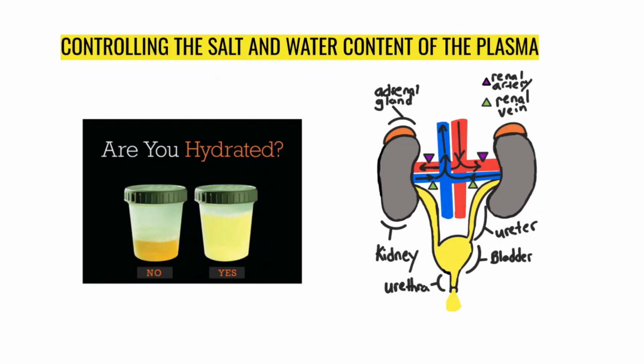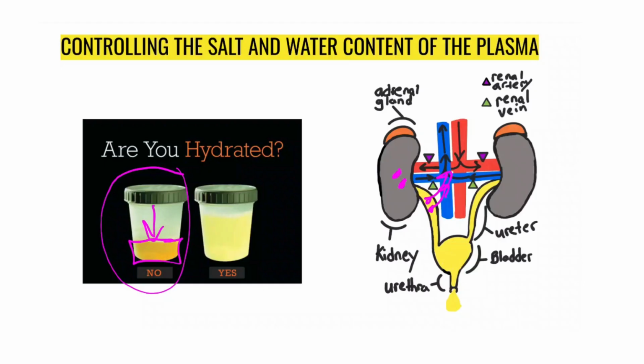On the other hand, if we are poorly hydrated, as we know, we're going to produce urine that looks more like this, which is a smaller volume of more highly concentrated urine. In this case, what's happened is the kidneys have taken the water from what would have been eliminated and put it back into the blood.